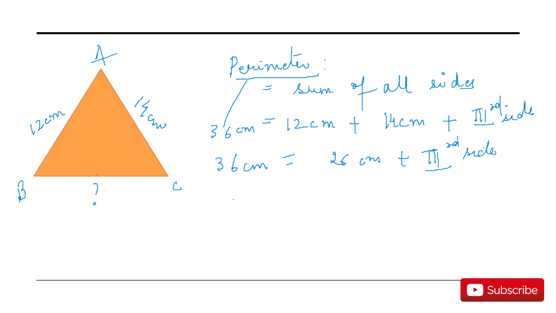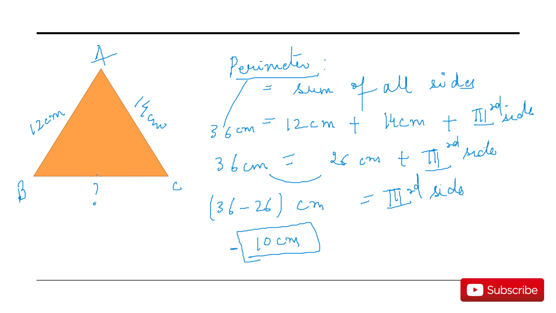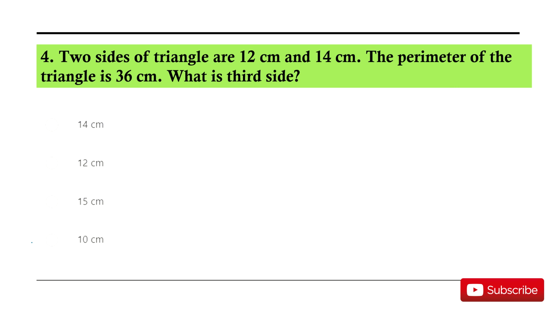Alright. Then I'm going to take it on the other side: 36 minus 26. Since it is addition on the right hand side, taking it to the left hand side, the operation will be reversed. So that is the third side. I've got my answer as 10 centimeters. Let me see whether I have the correct option. Yes, option number 4, that is 10 centimeters.